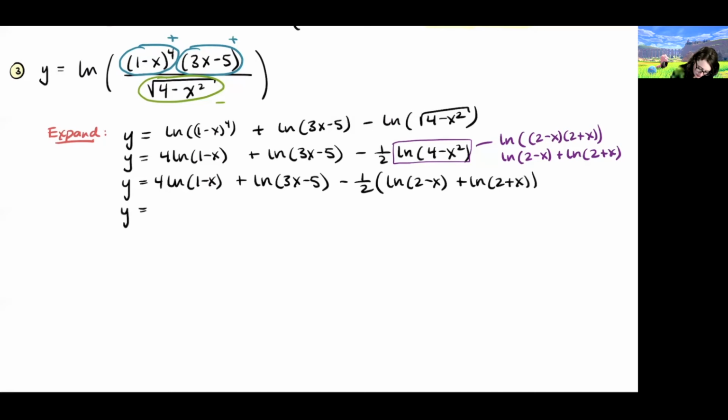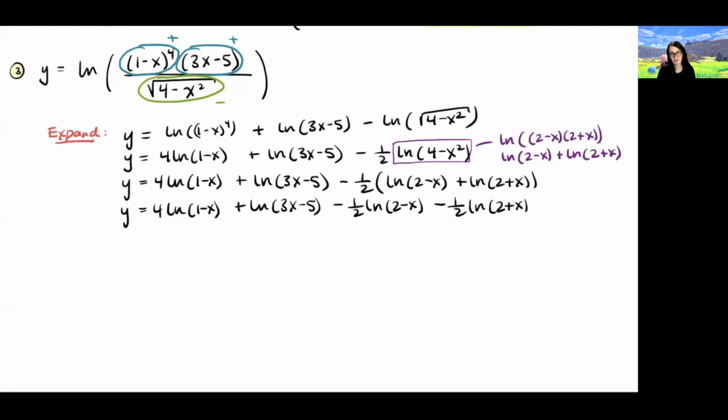Okay, last thing, I'll just distribute that negative 1/2. It'll just be negative 1/2 times the natural log of 2 minus x minus 1/2 times the natural log of 2 plus x. Now, I know this seems like a lot of work so far, but we did the hard part. We made it much simpler for ourselves. So if we're going to now differentiate, let's take it piece by piece.